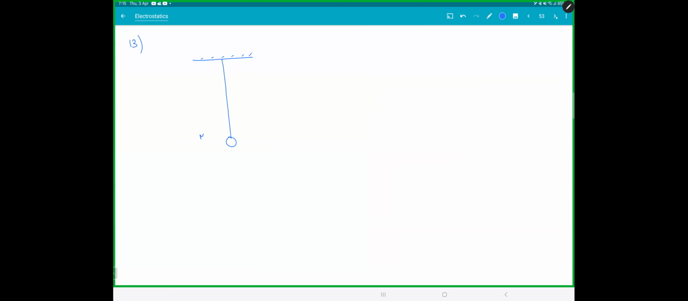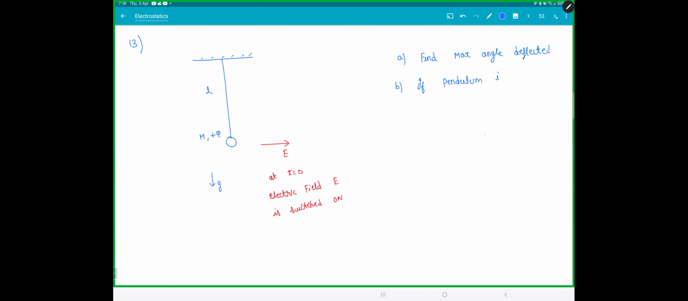We have a pendulum here, mass m, charge q, length L. Gravity is there. At t0, suddenly an electric field is switched on. If you suddenly switch it on, what will happen? This will start swinging. Find the maximum angle deflected, if the pendulum is held at rest at equilibrium. So that's the first question.